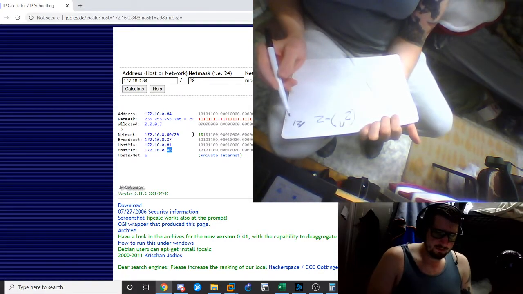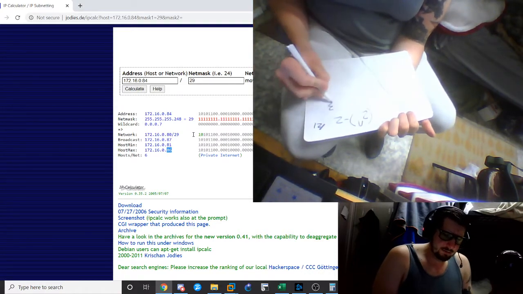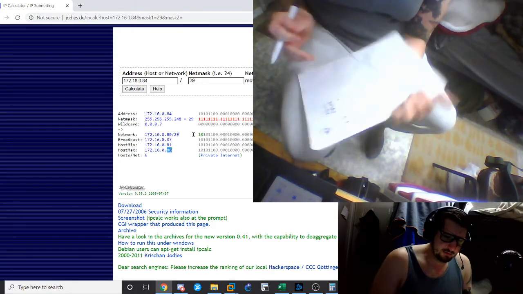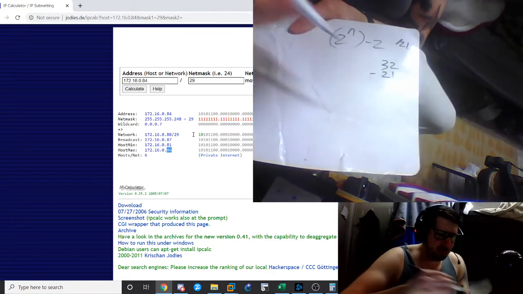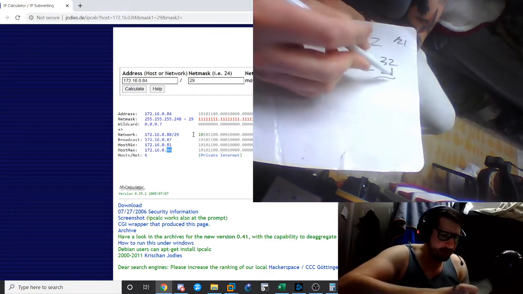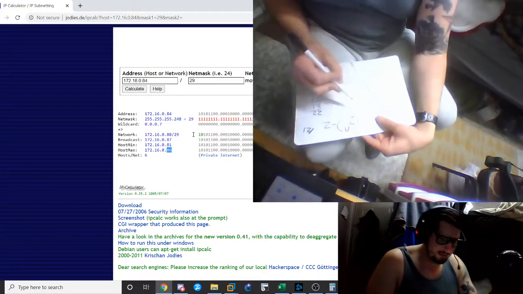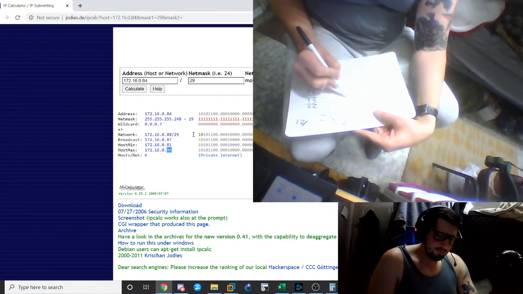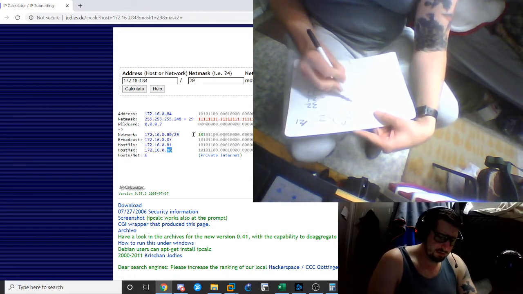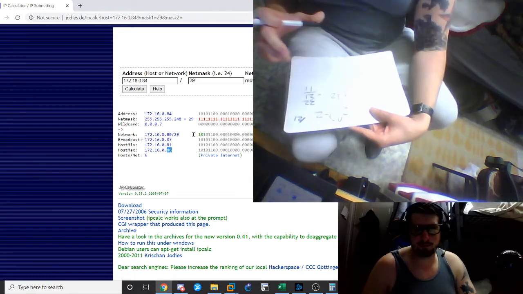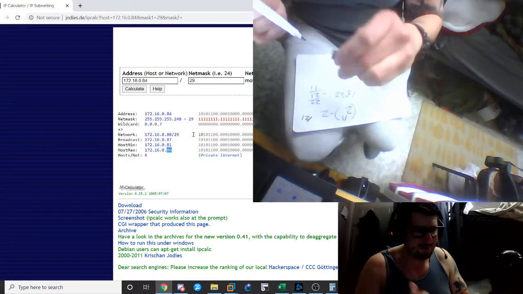Okay, so what is 32 minus 21? Let's see if I can do this upside down. So we got 11. So the formula here would be 2 to the power of 11 minus 2. Oh, I wish I picked something closer to 23 now all of a sudden.